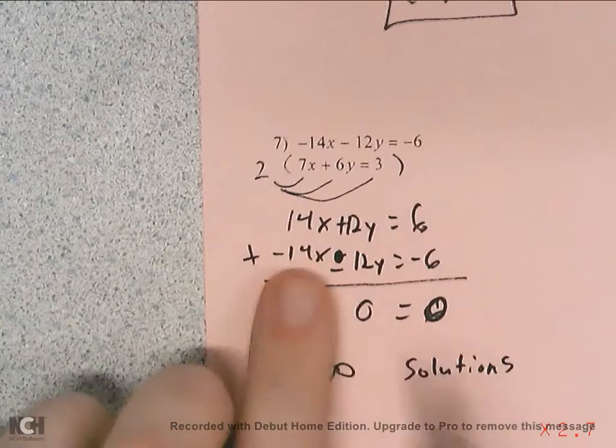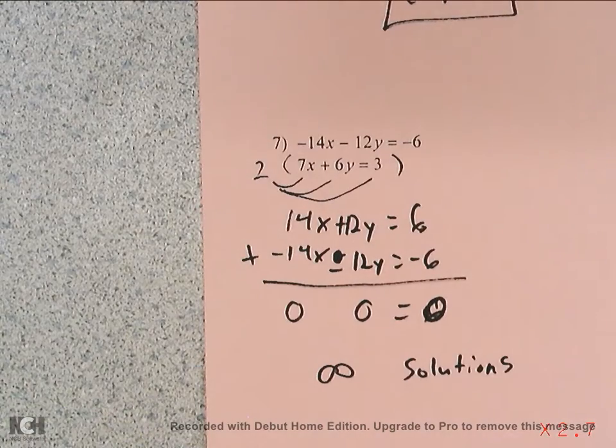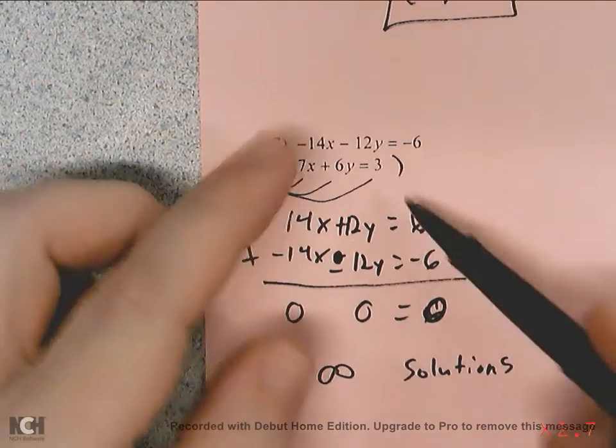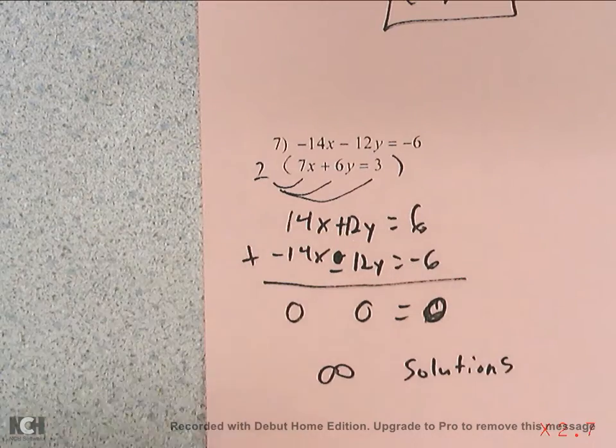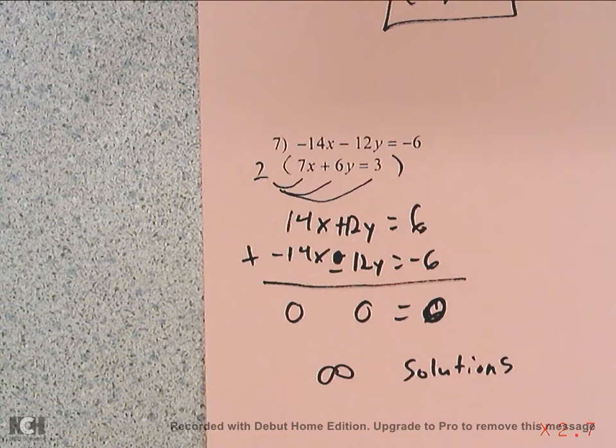Okay, if I had been left with 0 equals 5, that is not true. Again, no matter what I plug in, the variables would cancel out. I'd be left with something not true. That would have been a no solution. But this is an infinite solution. Okay?